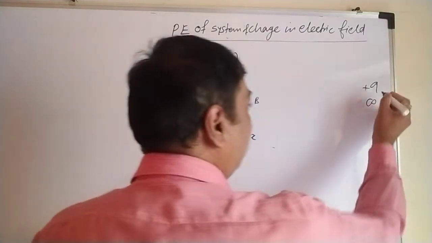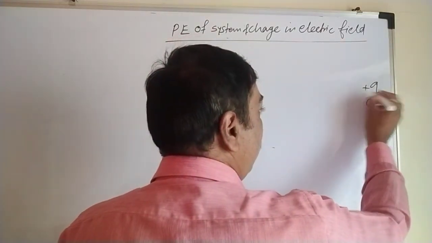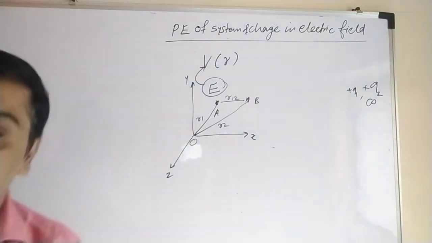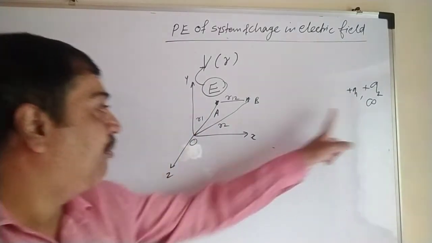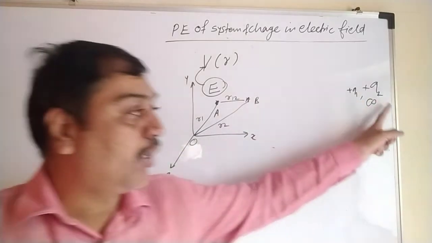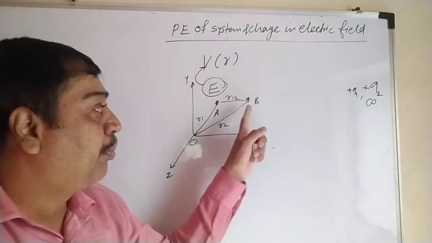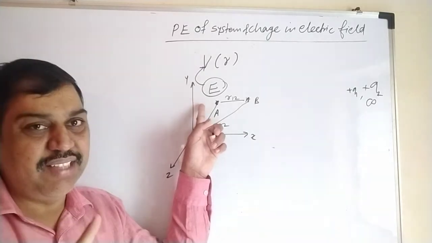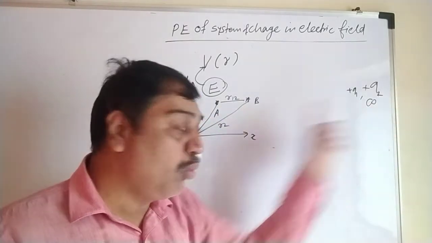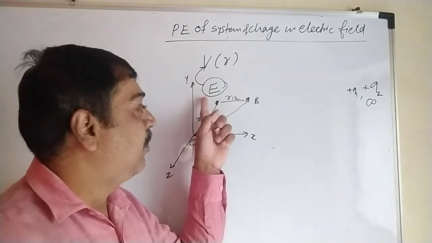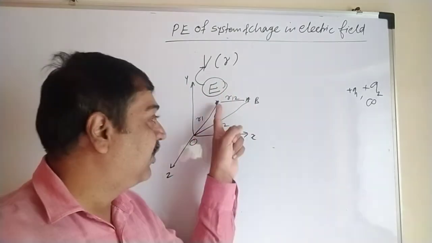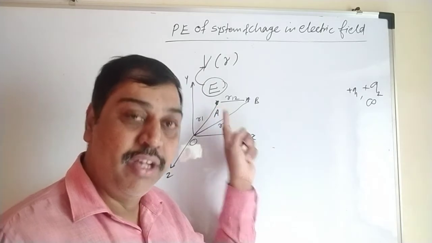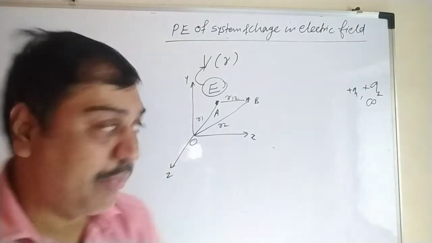Now there are two charges at infinity, plus Q1 and plus Q2. We want to move the first charge Q1 from infinity to point A, then Q2 from infinity to point B, where Q1 is kept in the electric field. Only one repulsion is there due to the electric field. But when Q2 comes, there are two forces. One due to the electric field, second due to this charge Q1 kept at distance r1 at point A. So that we have to find out. So let's start with this.